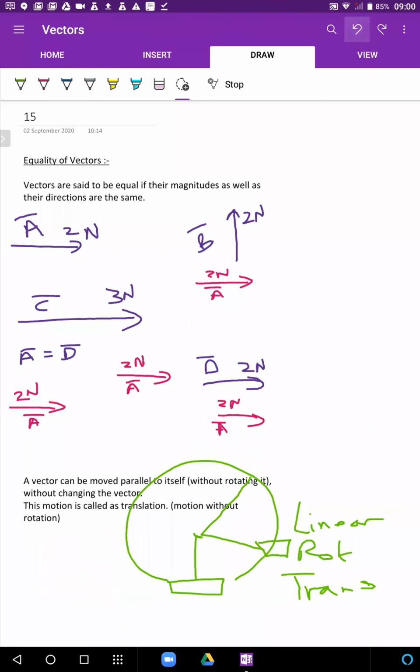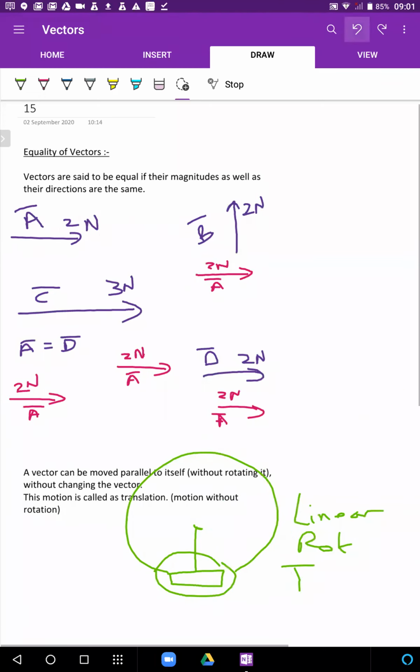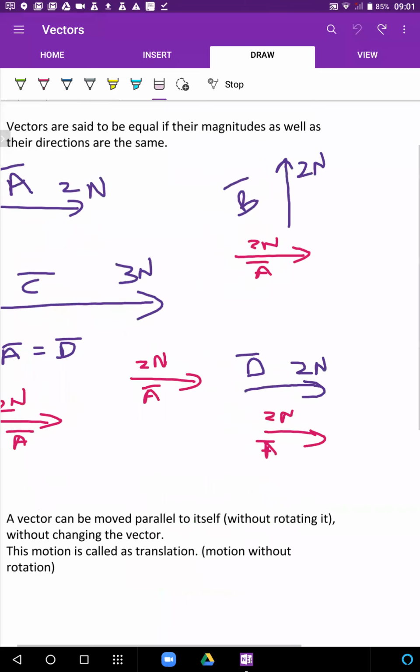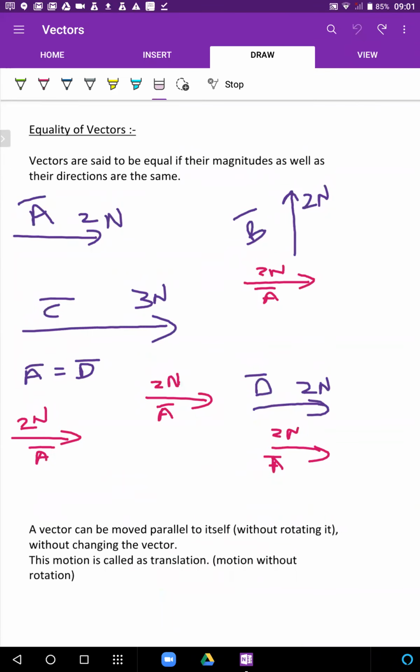Okay, so one of the most important statements we have in vectors is the fact that the vector can be translated without changing it. Vector को तुम हमेशा इधर उधर slide कर सकते हो and it will still be the same vector.